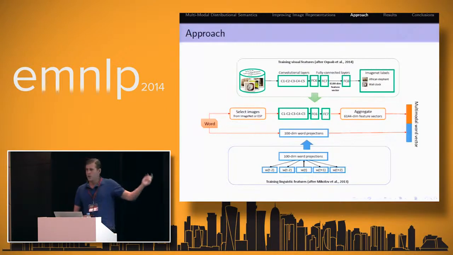So for a word, we select images that are relevant for that word, either from ESP or from ImageNet. Then we do a forward pass in this neural network to get image embeddings for all of these images that are relevant to that word. Then we aggregate them by taking the mean or the max. And then we concatenate that to a linguistic vector. And in this case, we use the state-of-the-art Mikolov model here, just the skipgram model, because we need linguistic vectors for obvious reasons.